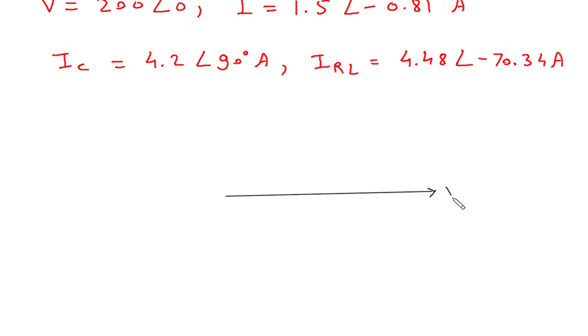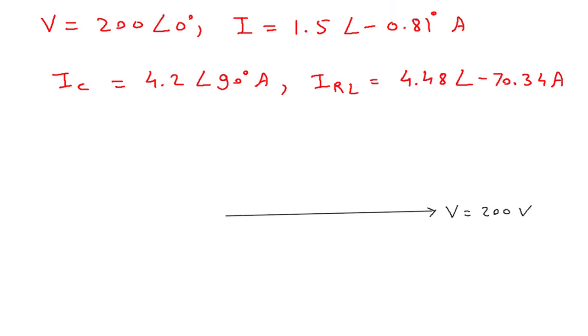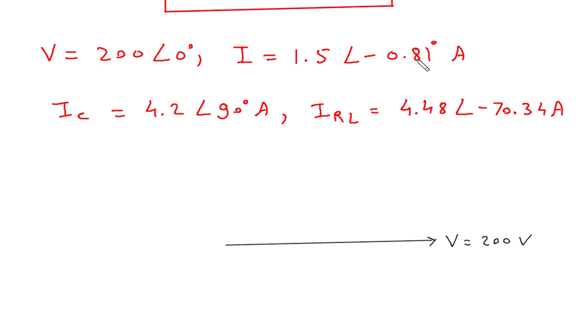This will be our voltage. V is equal to 200 at an angle of 0 degree, so 200 volt. Then current I. Here we can see current I value is 1.5 ampere and it is at an angle of negative 0.81 degree. So this will be our current, 1.5 ampere, and its angle will be very small, 0.81 degree. Then IC: the angle is positive 90 degree, so it will be somewhere here. IC is equal to 4.2 ampere and it is 90 degree.